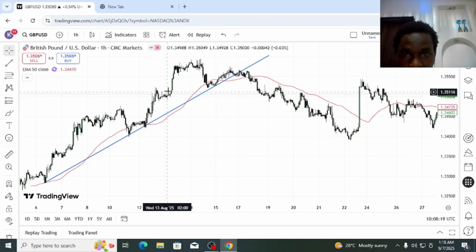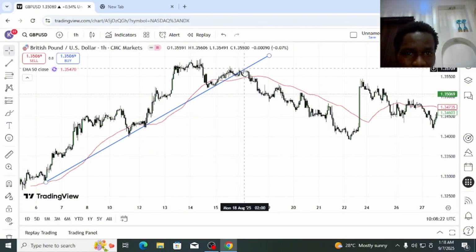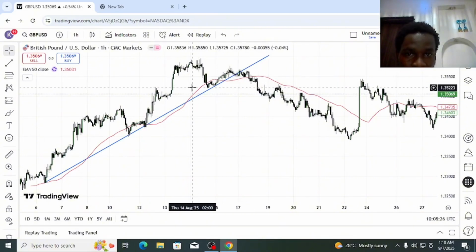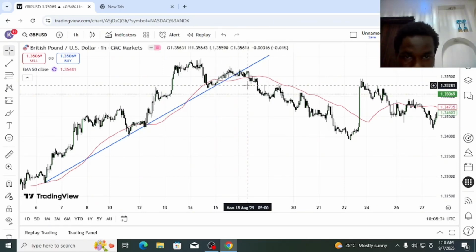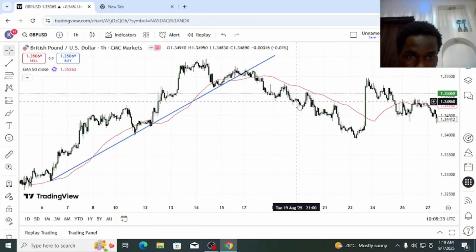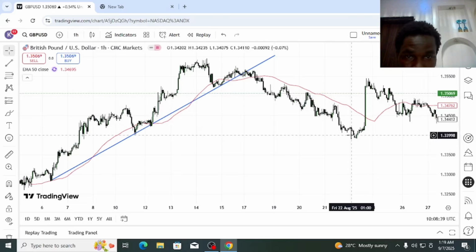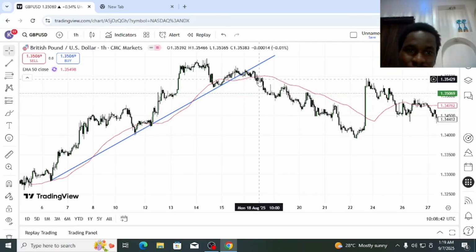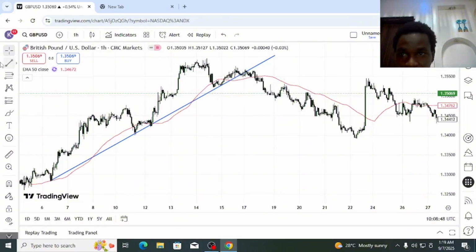Now you can see on this other side we have the market coming down, a break of structure to the downside. The market created lower low, lower high, lower low, lower high, lower low, lower high, lower low. Now this tells us that this market is going to the downside, like it has already shifted. This way we pull out our trend line.